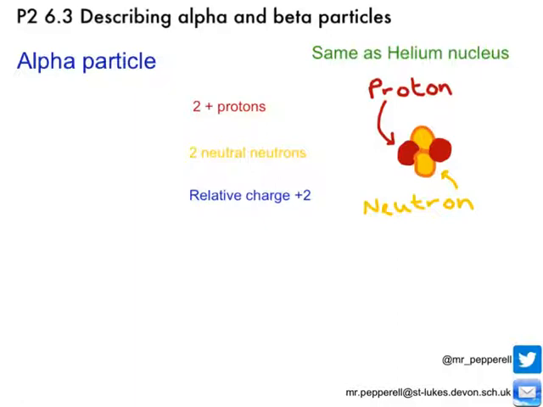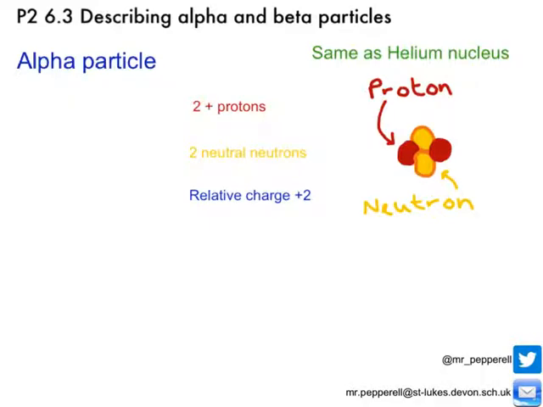Okay? Now, you should remember from chemistry the term relative mass, which is actually the top number of the element symbol on the periodic table. And this number is the number of neutrons plus the number of protons. So you should be able to see that the relative mass of an alpha particle is going to be 2 plus 2, which is 4.